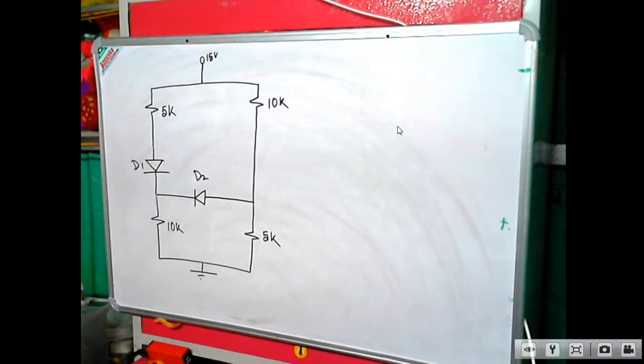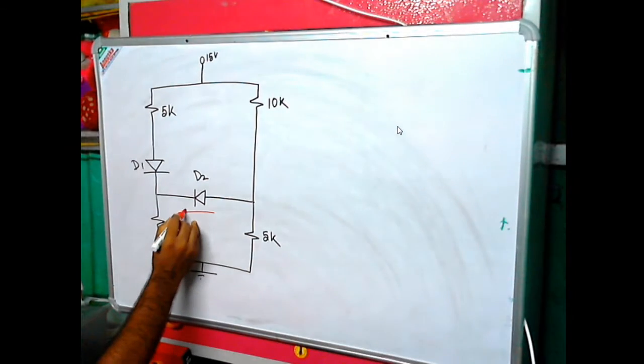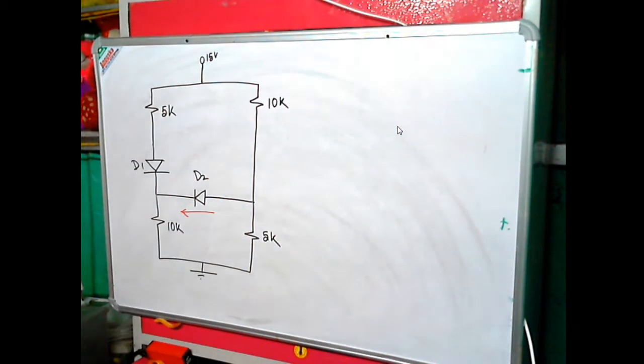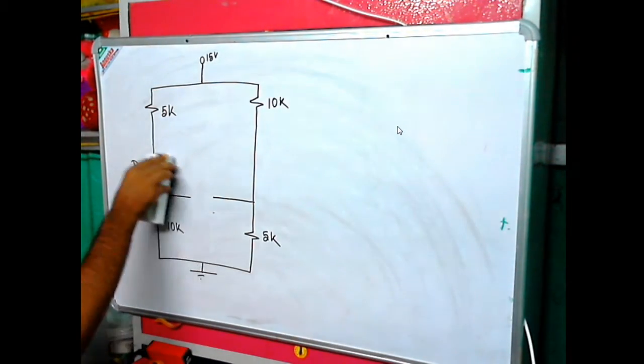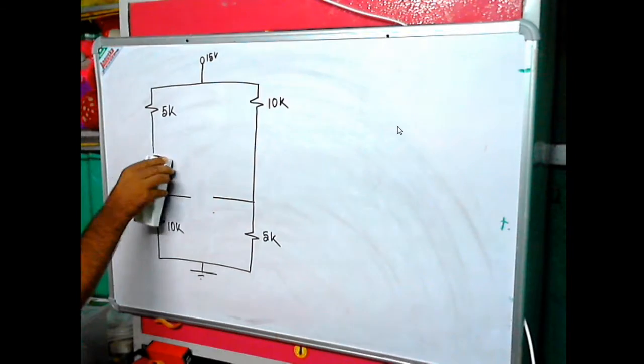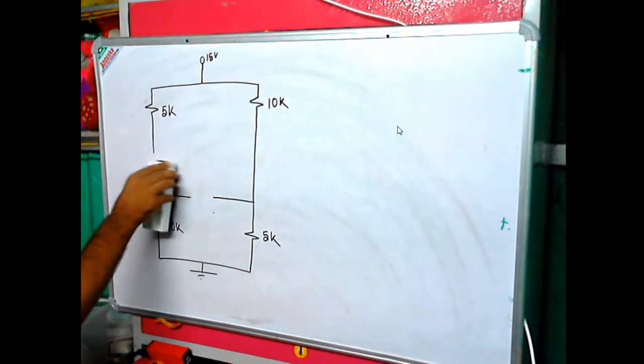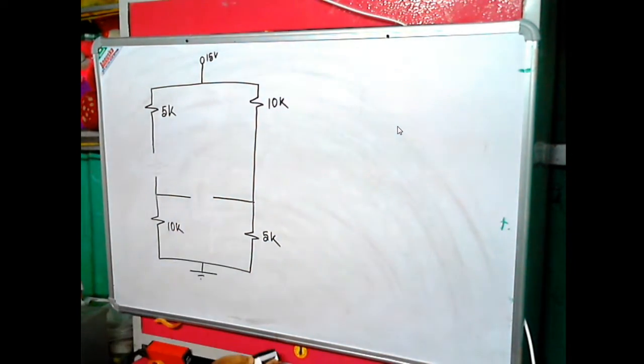So this is basically the circuit, and you have to measure this current. Initially, what is the procedure? You have to remove the diodes and measure the open circuit voltages across the diodes. Then you have to identify which one is on and which one is off. So this is basically open circuit.